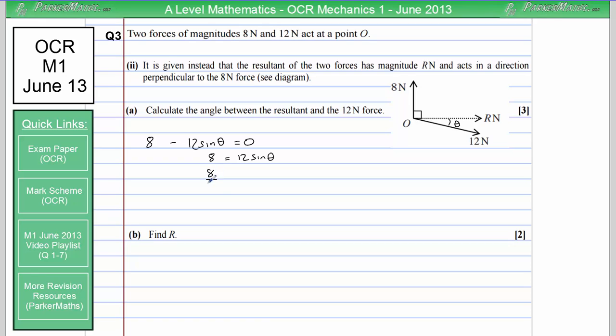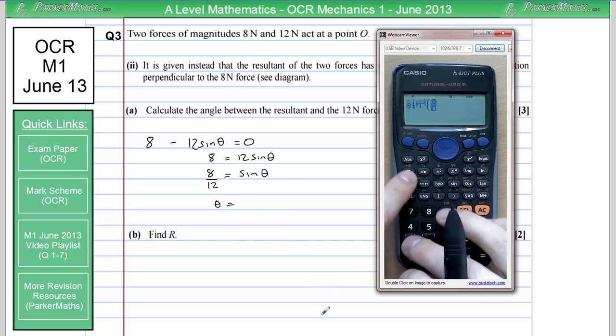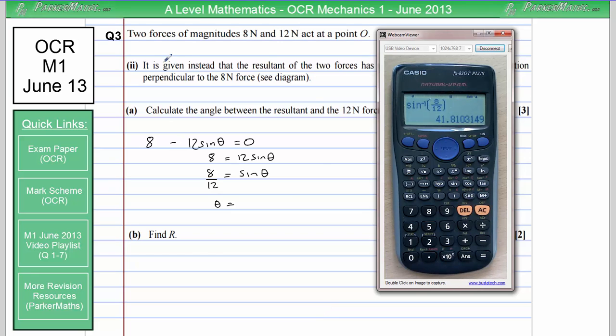and 8 over 12 is sine theta. So to find theta, all we have to do is inverse sine of 8 over 12, and that gives us 41.8 degrees.